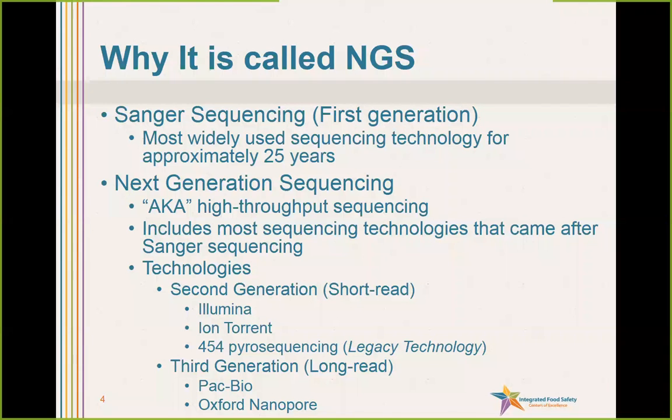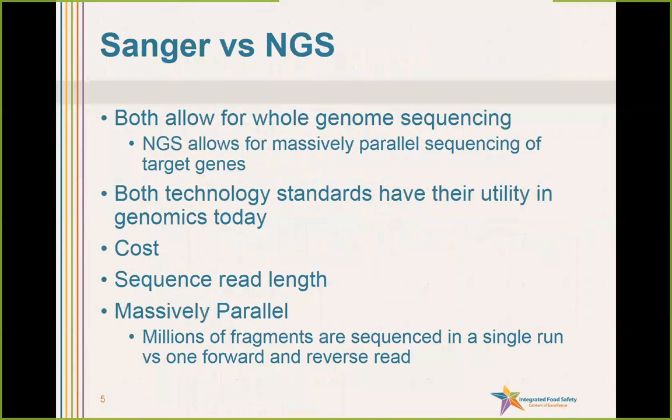Under the second generation, we have 3 different platforms: the platforms that have been introduced by Illumina, the Ion Torrent platform, and 454 Pyro sequencing. In the third generation, there are 2 different platforms, the Pacific Bio or PacBio, and the Oxford Nanopore. Both Sanger and next-gen sequencing allow for whole genome sequencing. They're just different technologies for doing it.